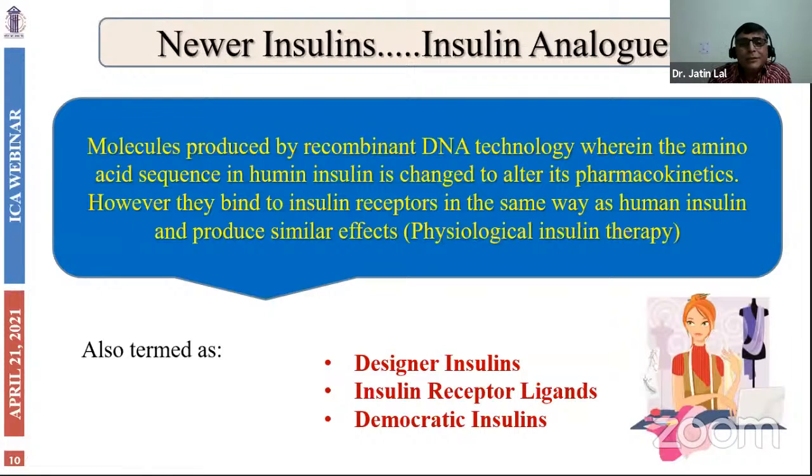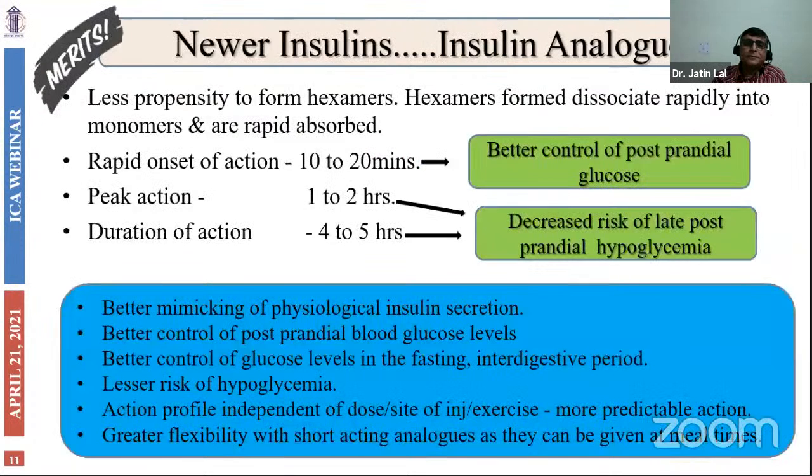So what are the newer insulins or the insulin analogs? These are the molecules produced by recombinant DNA technology, wherein the amino acid sequence in the human insulin is changed to alter its pharmacokinetics. However, they bind to the insulin receptors in the same way as human insulin and produce similar effects, so giving rise to a physiological insulin therapy. They are also termed as designer insulins, insulin receptor ligands, or democratic insulins.